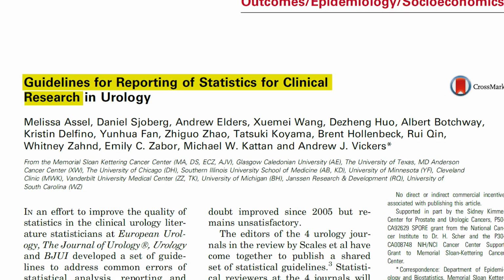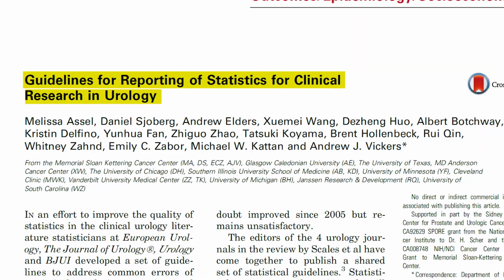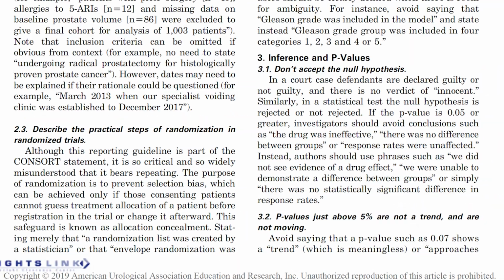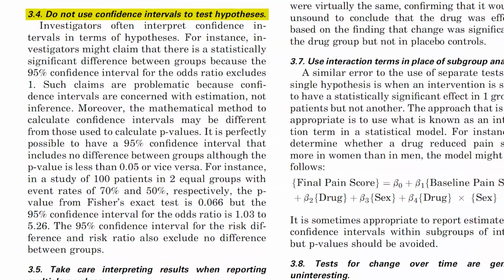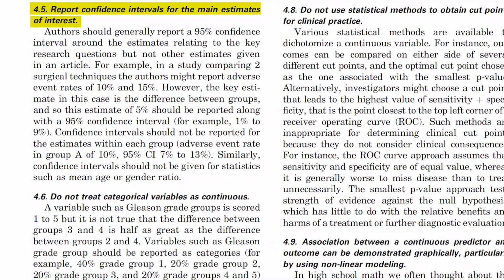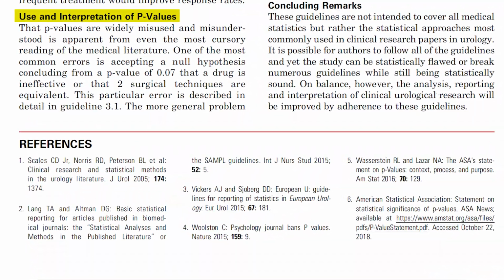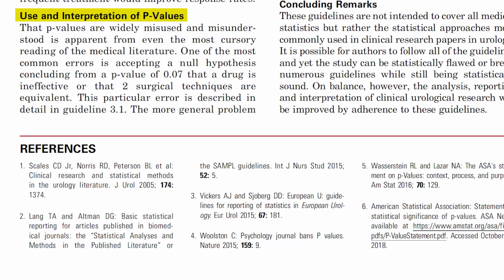For further discussion of these points, you can refer to our shared urology guidelines titled Guidelines for Reporting of Statistics for Clinical Research in Urology. And I've highlighted guidelines 3.1 to 3.4, 4.4, 4.5, and our section on use and interpretation of p-values for reference.